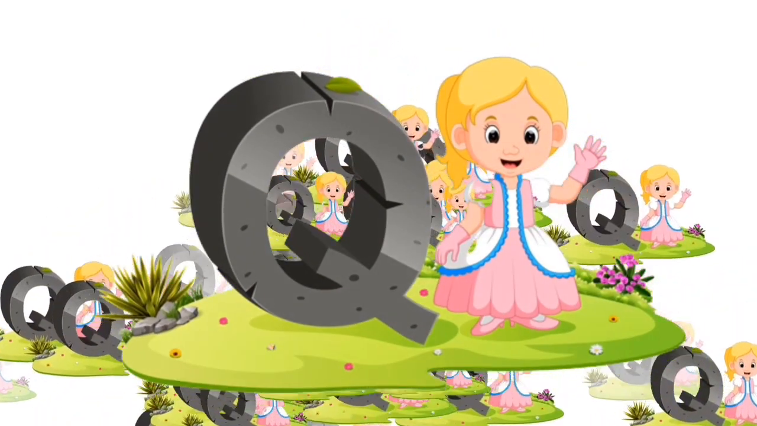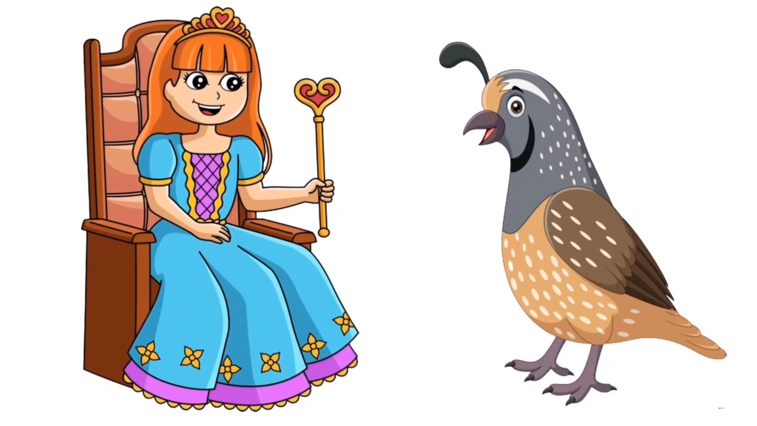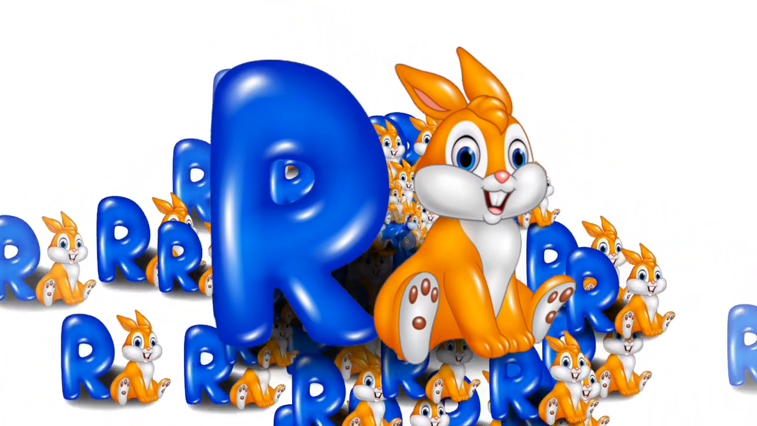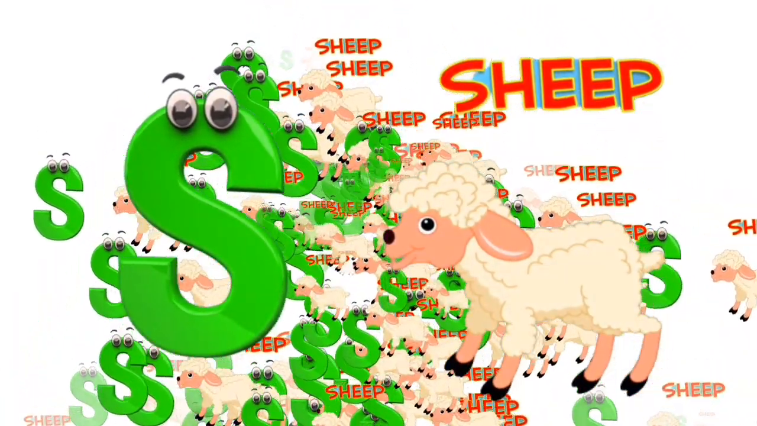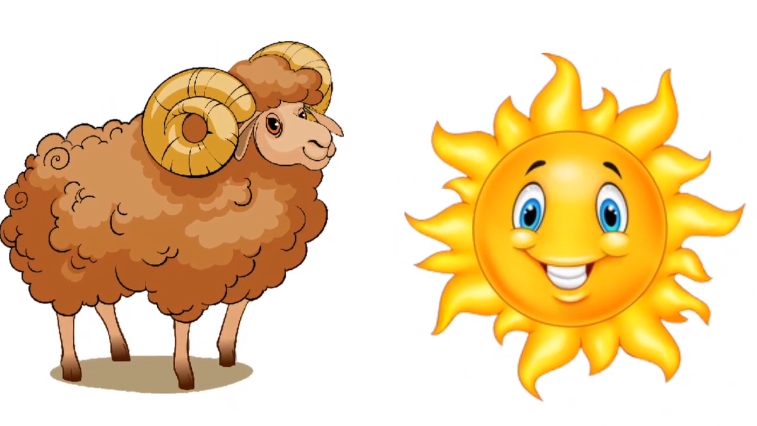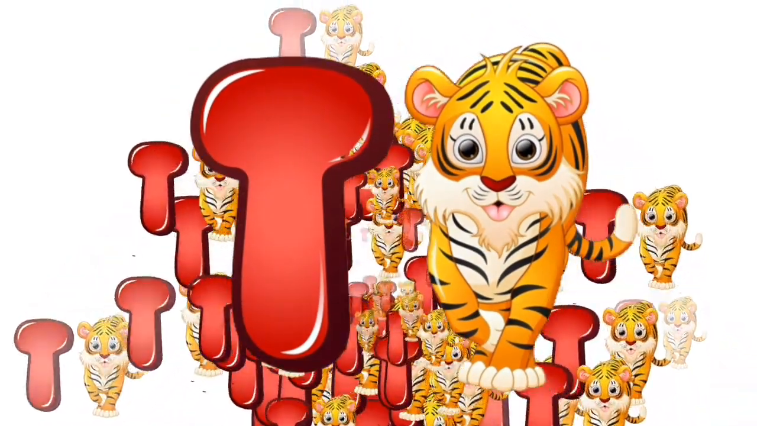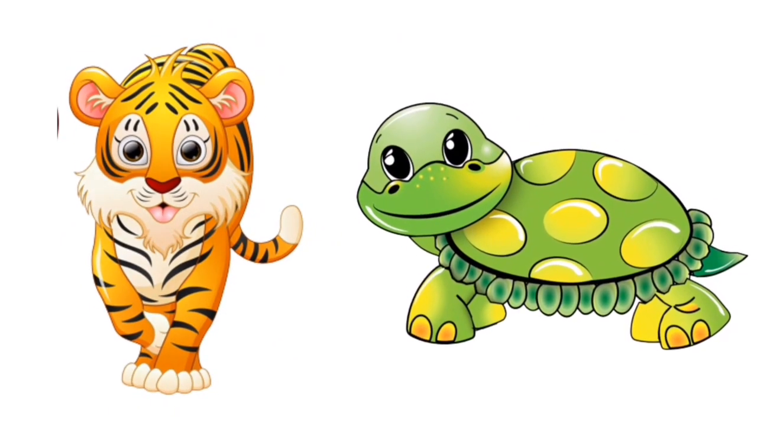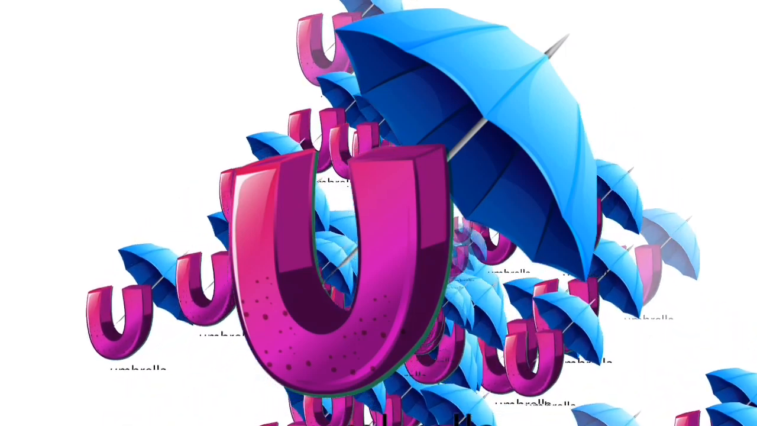Q for queen. Q for quail. Queen, quail. R for rabbit. R for rose. Rabbit, rose. S for sheep. S for sun. Sheep, sun. T for turtle. T for tiger. Turtle, tiger. U for unicorn. U for umbrella. Unicorn, umbrella.